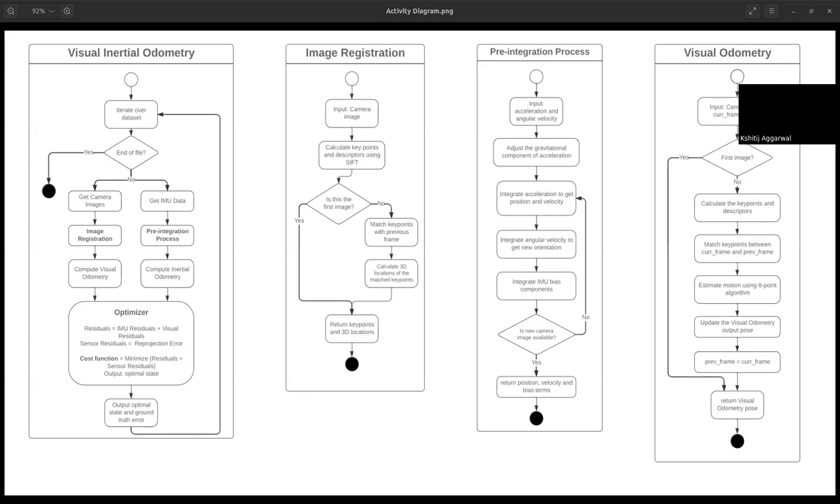So let's start with the component overview first of all. Visual Inertial Odometry, or VO for short. It is a technique used to accurately estimate a robot's position and orientation by fusing data from the camera, which is the visual aspect, and the IMU. By combining the information from the camera and an IMU, VO achieves more accurate and robust motion tracking, compensating for the limitations of each sensor individually.